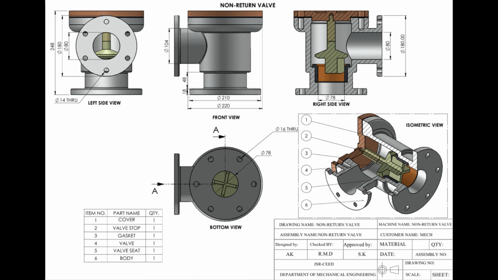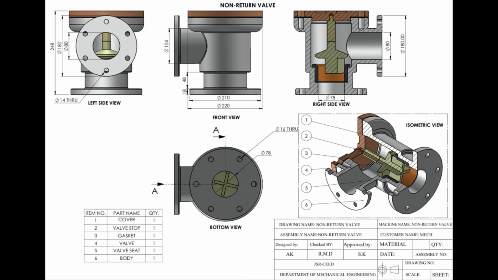Create a new assembly file. Insert the base component as the fixed component. Add all parts one by one. Apply the required mates to position it correctly. Check the mate and alignment of assembly.